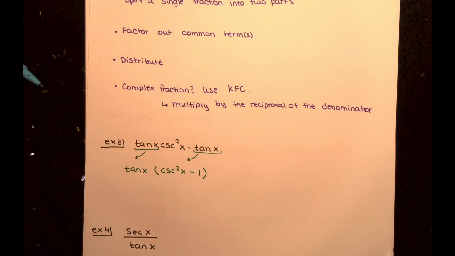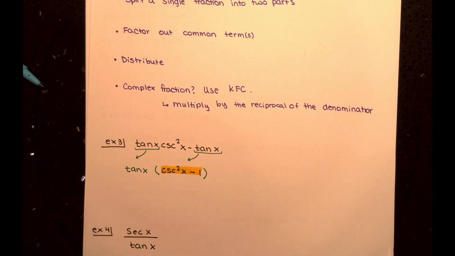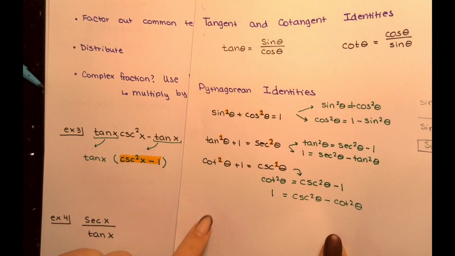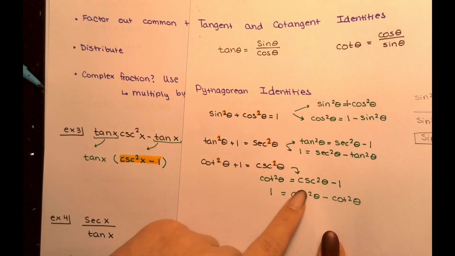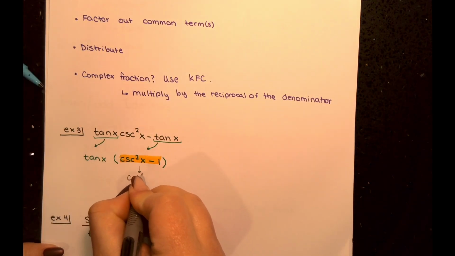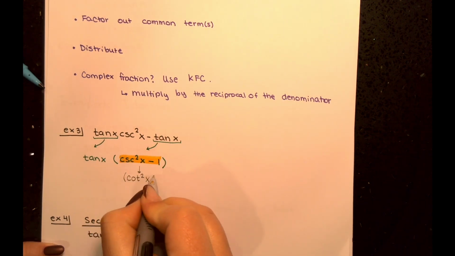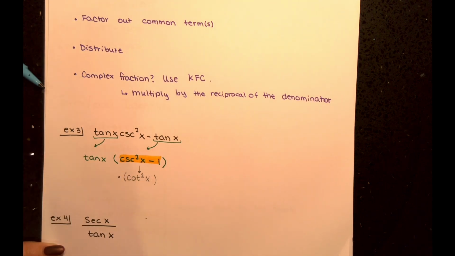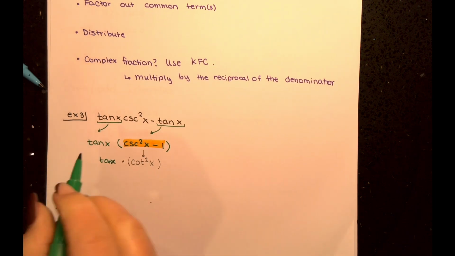Now, I should be alert, alert, alert. I have something squared with a 1 attached to it. It could be an identity. Let's see. Cosecant squared minus 1, there it is, cosecant squared minus 1 is equal to cotangent squared of theta. So we're going to rewrite this as cotangent squared of theta, or in this case, x. We are still multiplying that by tangent of x.